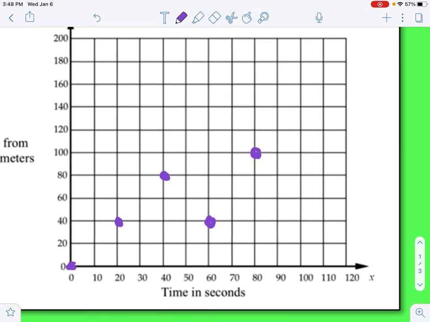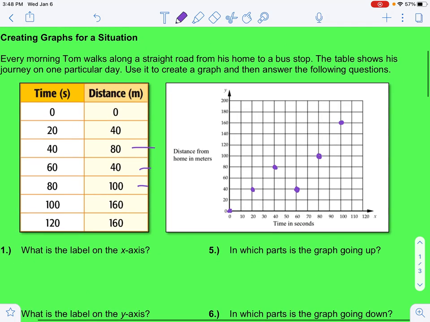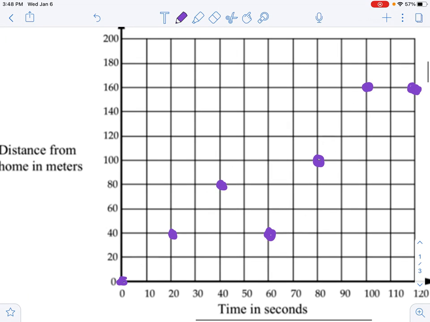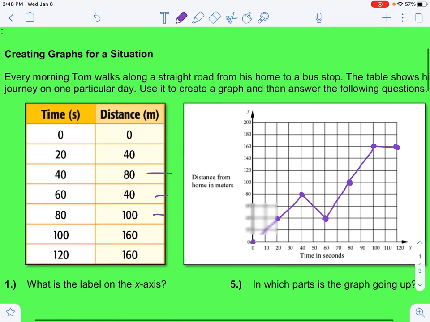100, 160 is the next one, over 100, up 160, and lastly 120, 160. So here's 120. Alright, so your graph should look like mine. Now we're going to do our best at connecting these dots by drawing lines, as straight as you can. It's okay if it's not perfect. Alright, and we have our graph all done.